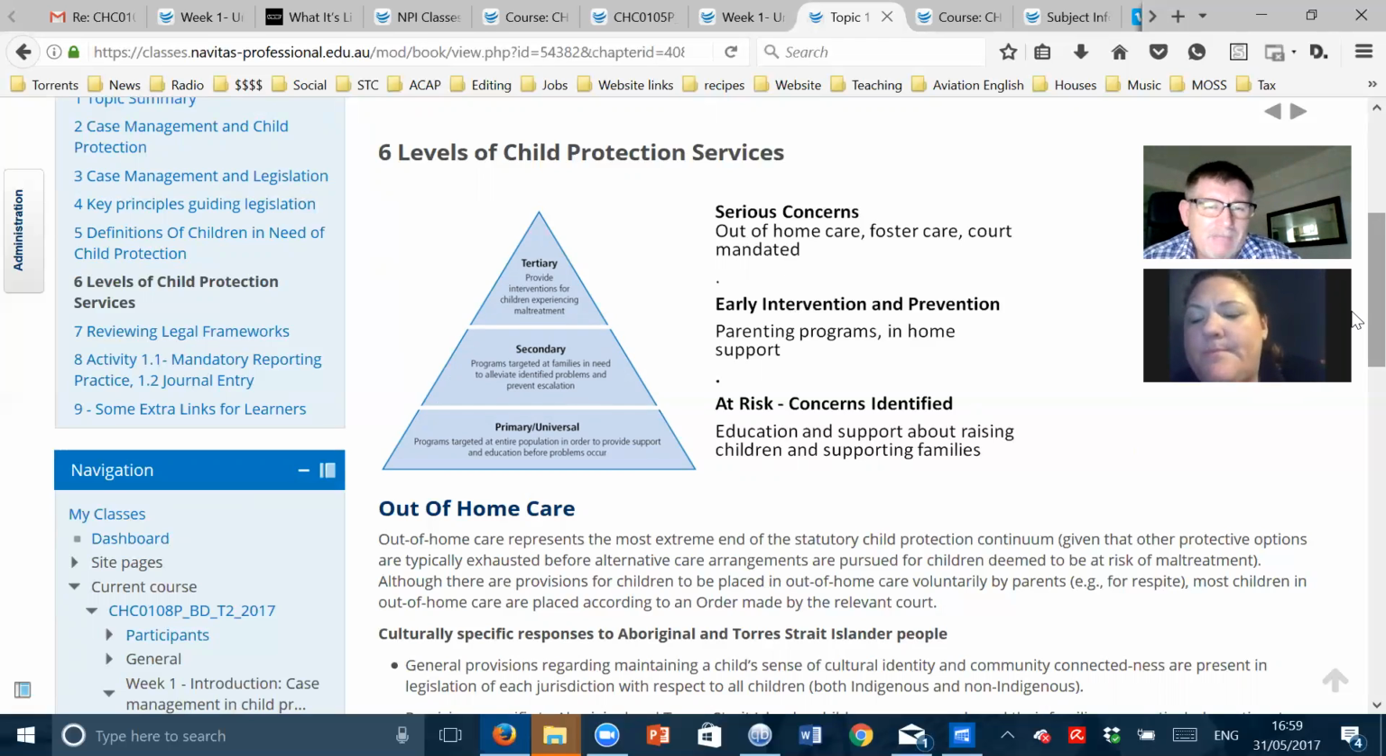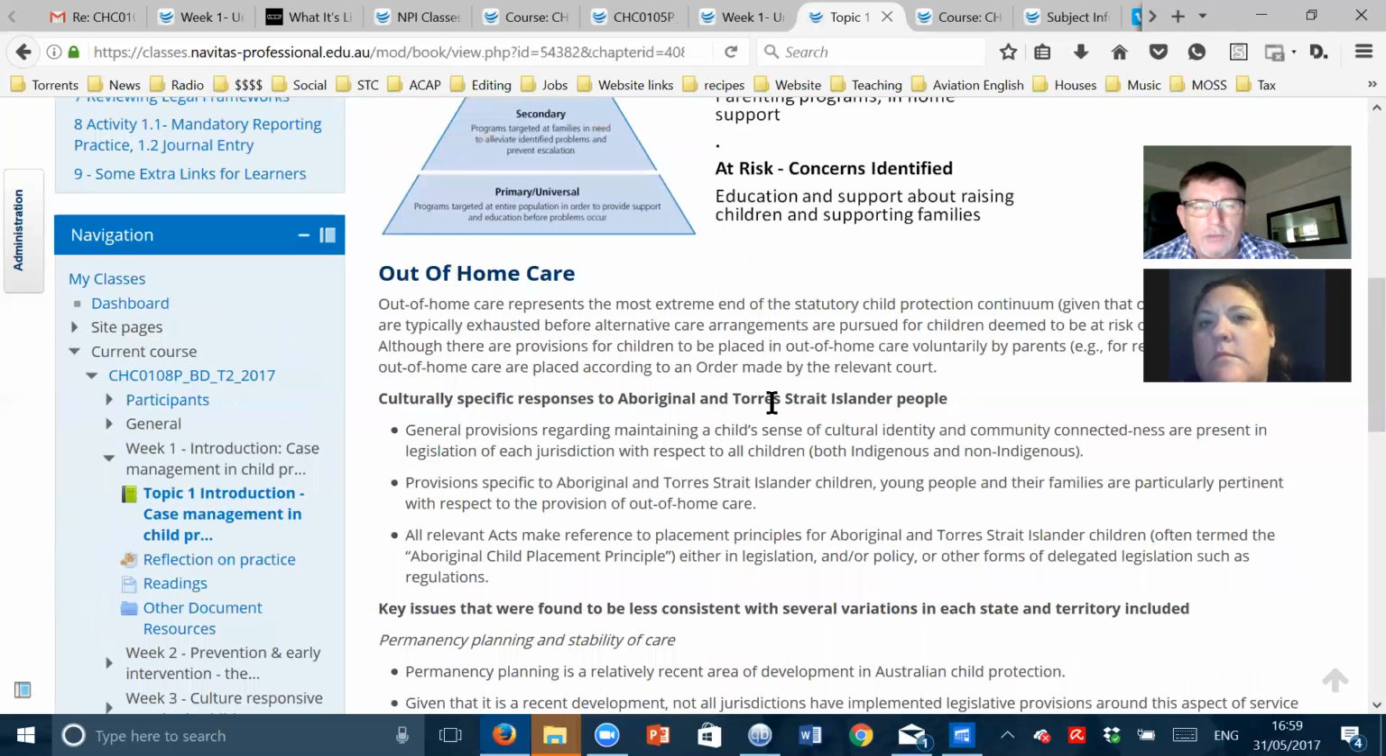Now, at-risk concerns, and then here we go: culturally specific responses to Aboriginal and Torres Strait Islander people. And we see where in Australia we've had a terrible history of dealing with this problem and working with our Indigenous population, the First Nation, and we need to be better in terms of the way we handle that. But still now, you will find people saying, and I saw it on Q&A, their young people are taken away from them in droves, because what is considered at risk for different people is different.